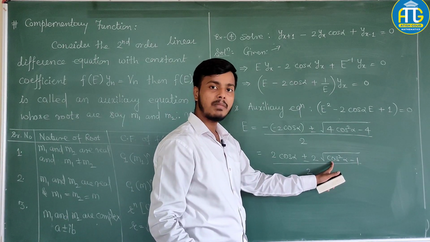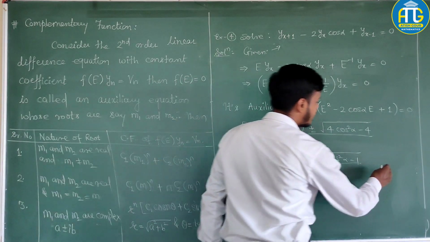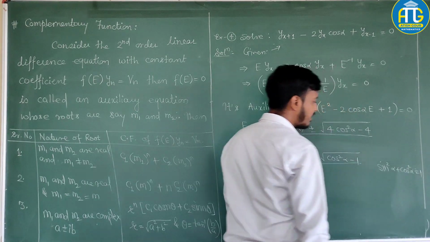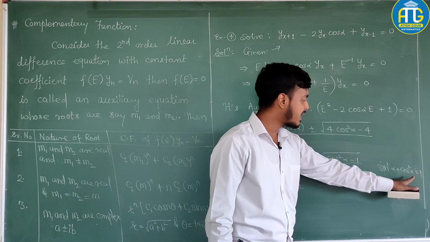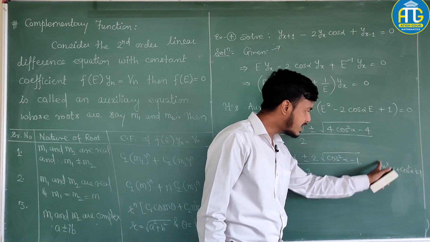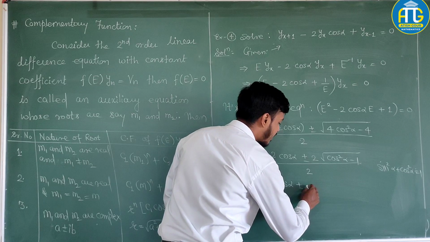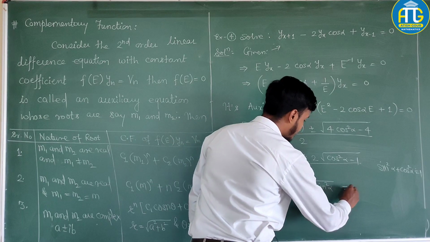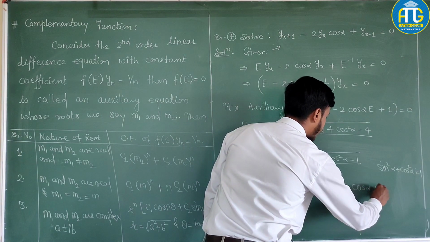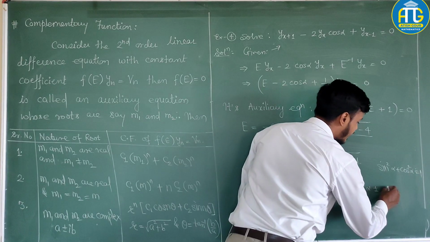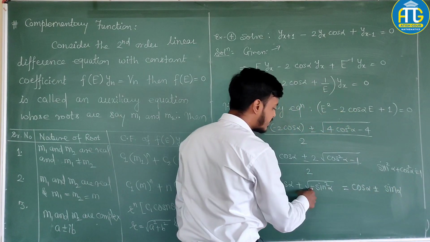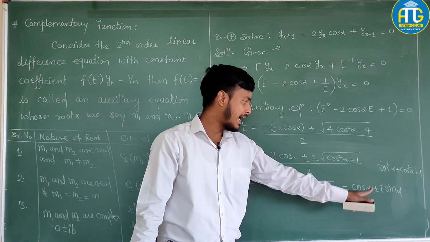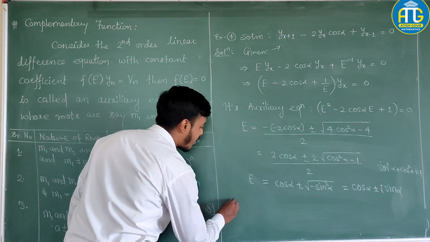What is this cos square alpha minus 1? See, sin square alpha plus cos square alpha is equal to 1. So what would be cos square alpha minus 1? Cos square alpha minus 1 is equal to minus sin square alpha. So this is under root minus sin square alpha. This can be written as cos alpha plus minus under root sin square is sin, and under root of this minus is iota. So we got my roots to be now complex, and for this, what would be my complementary function?